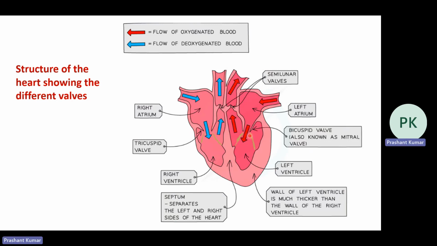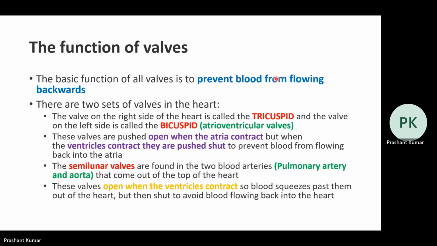These two labelings you have to know. And the blood which is going to the lungs, the pulmonary artery, and the blood which is coming out from the heart, that's aorta, both have semilunar valves. Arteries generally don't have valves, but here we have a valve, an exception case, right? The semilunar valves are found in two blood arteries, that is pulmonary artery and aorta. That's what I was talking about.